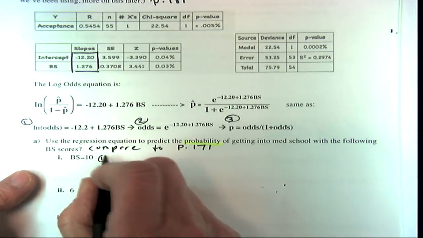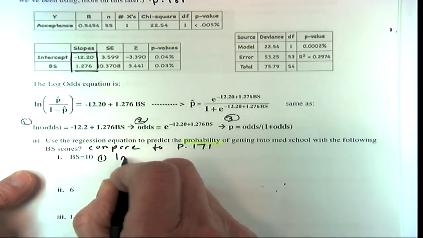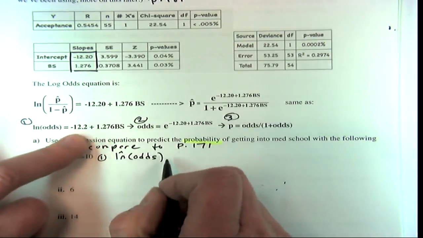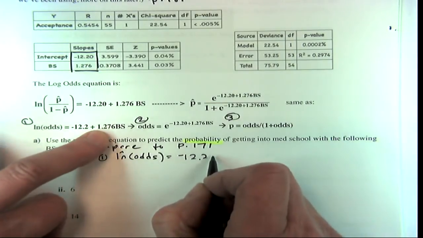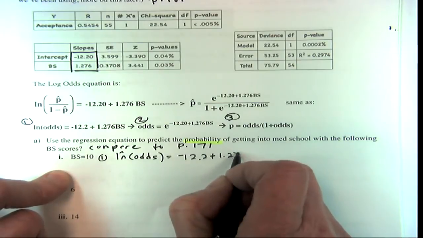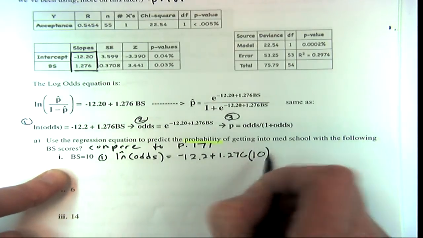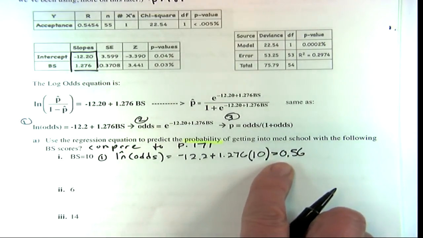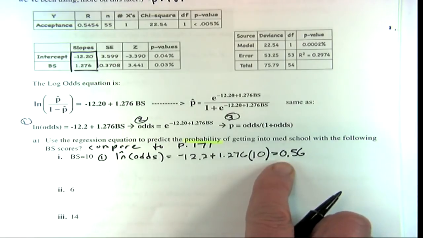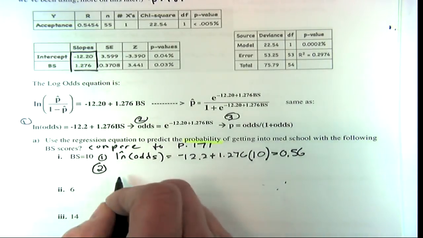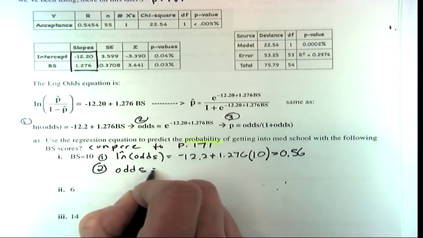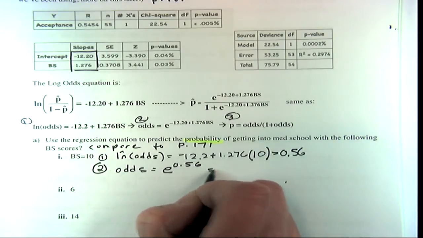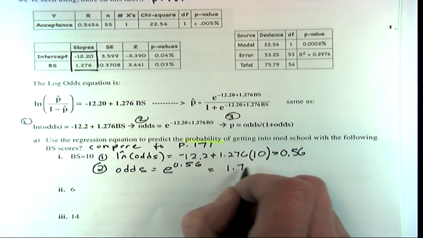So we'll start with step 1, where we say what? The predicted log odds is equal to what? Negative 12.2 plus 1.276 times 10. And when I did that, I got 0.56. Okay? So that's the log odds. Now I want to anti-log that, right? Exponentiate it. To get the odds, the predicted odds is going to be e to the 0.56. And then I got 1.75.